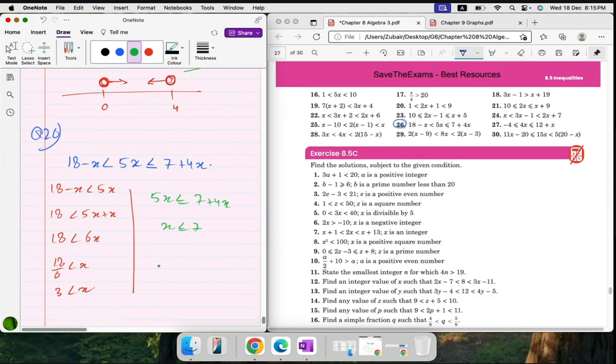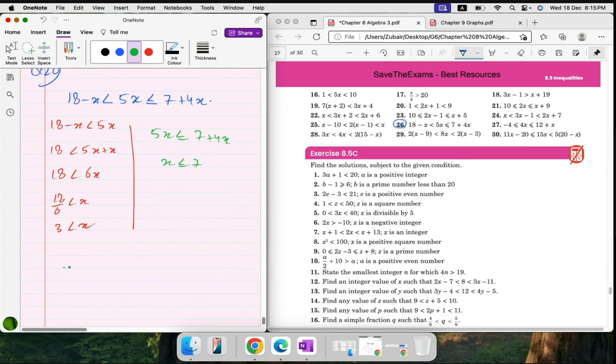So this is how the number line should look. Starting from 3, ending at 7. 3 is not included. It is less than 7 and 7 is included. So that's a filled circle. Hollow and filled.